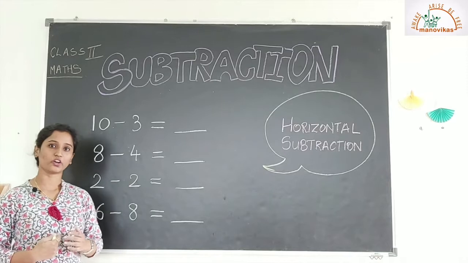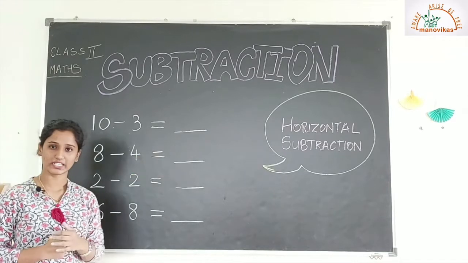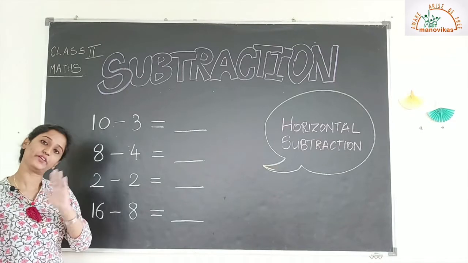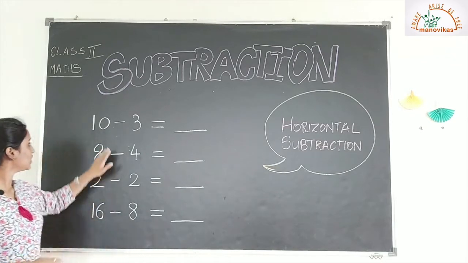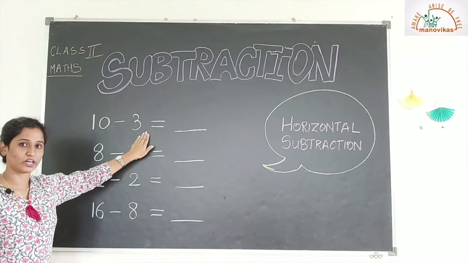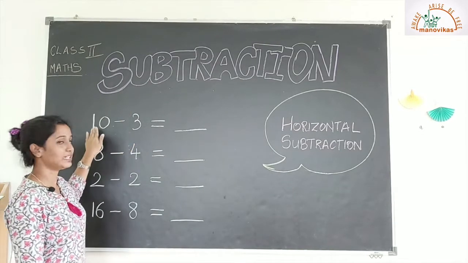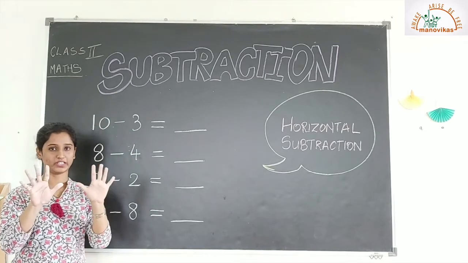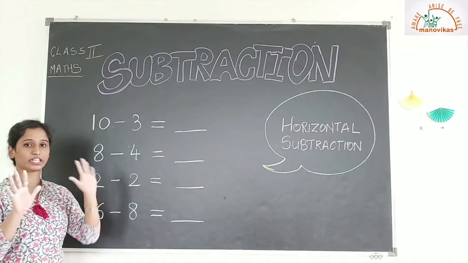Students, now moving on, we have horizontal subtraction. Just like how we did for addition, the same way we have to do for subtraction. The first one is 10 minus 3. We have to take out 3 from 10. Correct? Now we have got 10 fingers. 10, we have to take out 3.